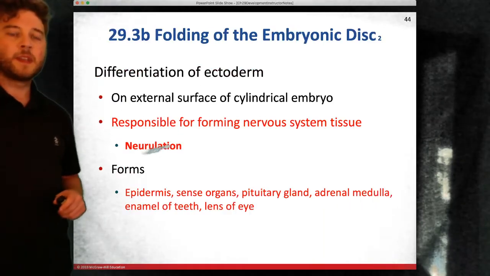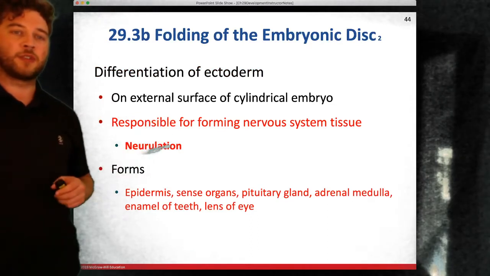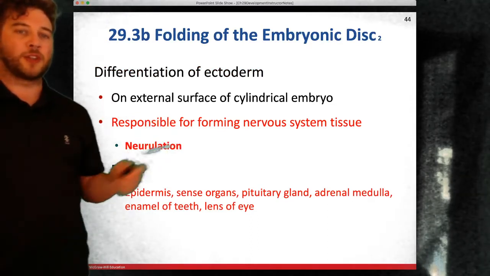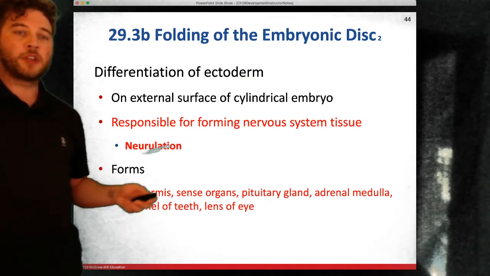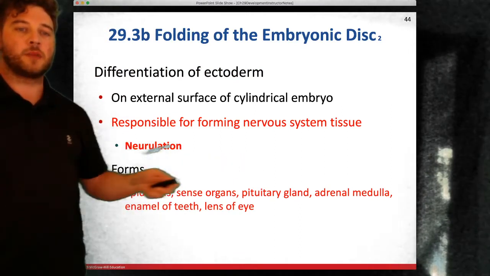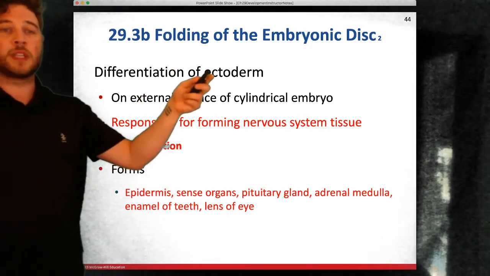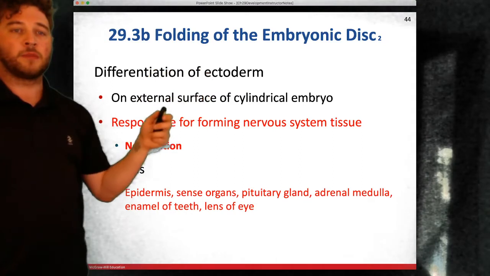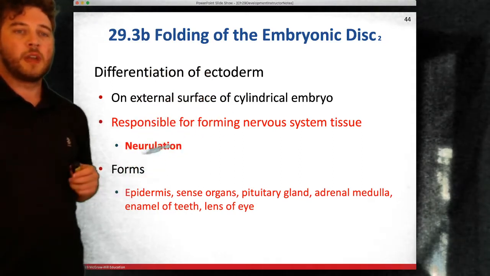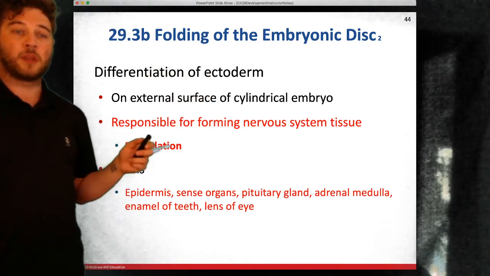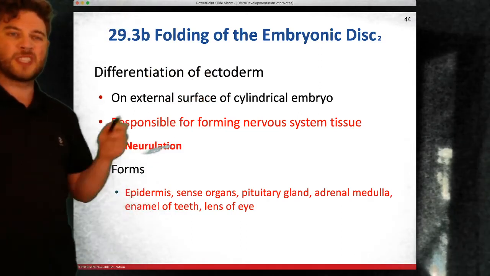Differentiation of the ectoderm on the external surfaces of the cylindrical embryo, responsible for forming the nervous system tissue, called neurulation. Forms epidermis, sense organs, pituitary gland, adrenal medulla, enamel of the teeth, and lens of the eye. So you should know the layer, the ectoderm, where it's located, external surface of the cylindrical embryo, what it's responsible for, the basic systems that it forms, and the basic structures that it forms. So this is your important slide.